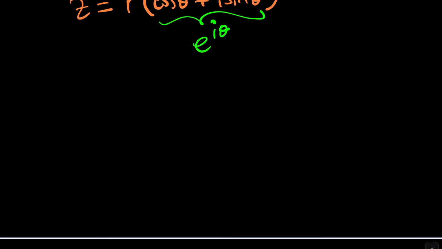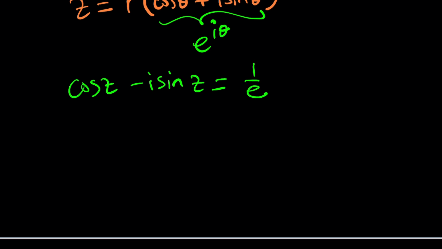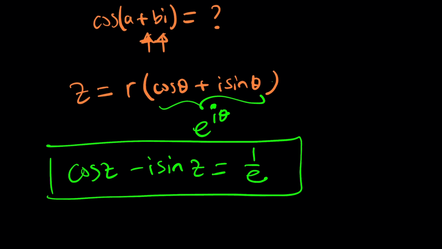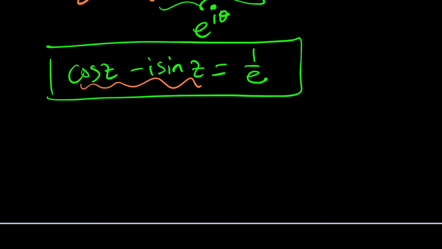Okay, let's go back to the original. Cosine z minus i sine z equals 1 over e. Great. So look at the left-hand side. Now we know that this is equal to e to the i theta. So can we make the left-hand side look like that? I mean this one? Sure, with a little manipulation and a little bit of knowledge of trigonometry, which is necessary. If you're doing complex numbers, you need to know a lot of trigonometry. Pre-calculus, definitely calculus, right? So here's how it goes.